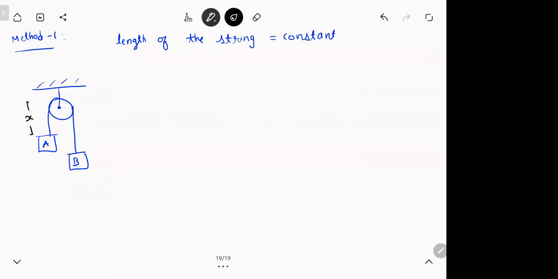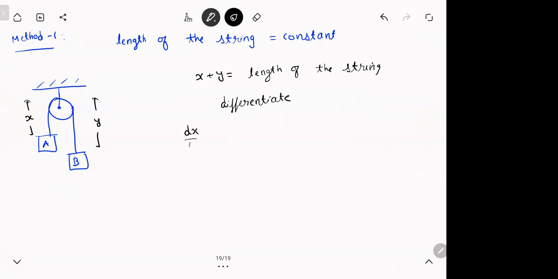If this is X, and let this be Y, then I know X plus Y is the length of the string. Now differentiate on both sides. Then you get dx by dt plus dy by dt. Now on the right hand side, length is constant, so that will be 0. There is no change in length of the string.